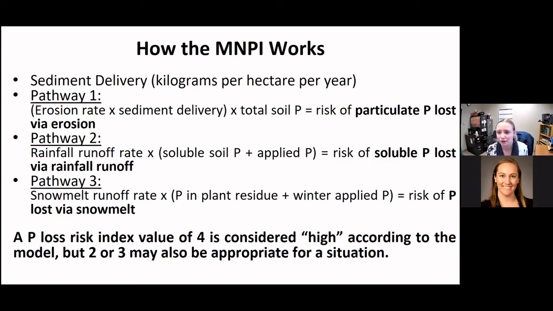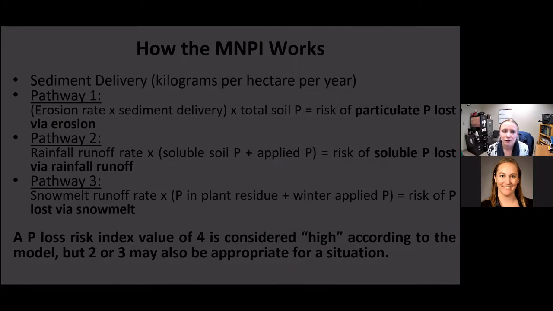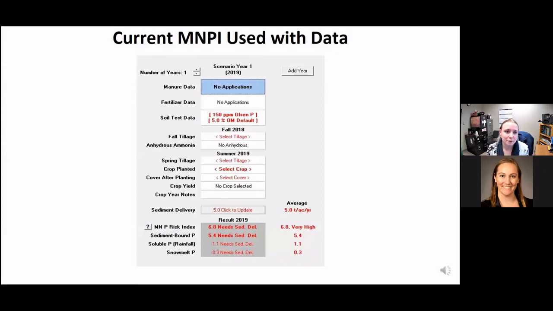And note that these are all surface P-losses, and yes, surface P-loss is critical, but we are missing the subsurface P-loss components beyond just erosion and surface runoff, even though those are traditional sources of phosphorus. So the current MinPI used with the data looks like this, and we see that the interface is a bit dated. It has been 15 years now. So another reason why we'll be updating this.